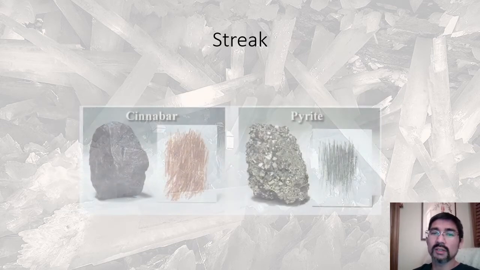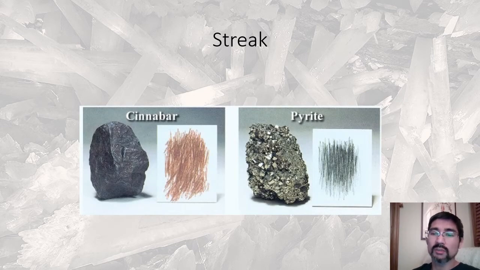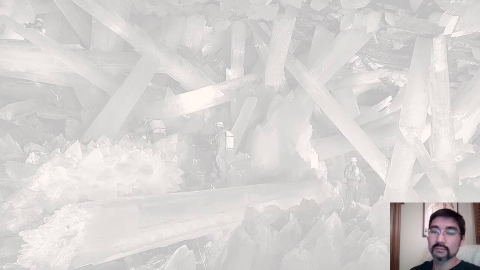Another way that minerals are identified is streaks. As I mentioned before, when you rub a mineral against a special type of ceramic plate called a streak plate, a lot of times it'll leave a very distinct color. Cinnabar has a reddish color that it leaves behind. Pyrite, which is also known as fool's gold, leaves a black mark behind. It's called fool's gold because a lot of people mistook pyrite for gold, and the streak test is a very simple way to tell if you have gold or pyrite.